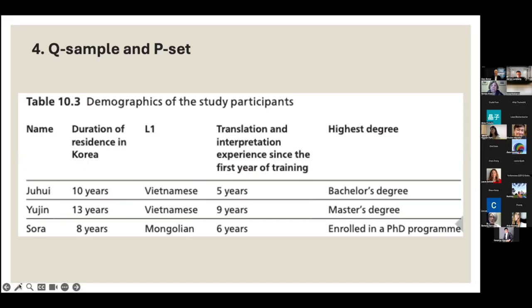The first condition of instruction asks the participants to sort the statements from the perspective of the community interpreter. The second condition of instruction asks the participant to conduct the sort from the perspective of a migrant wife who received the service. As a result, a total of 6 sorts were collected.